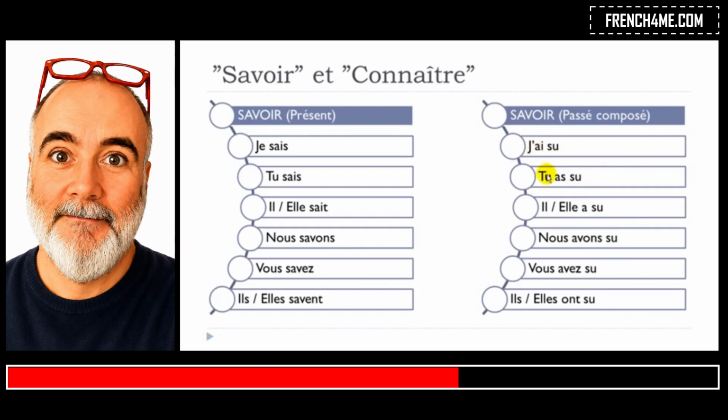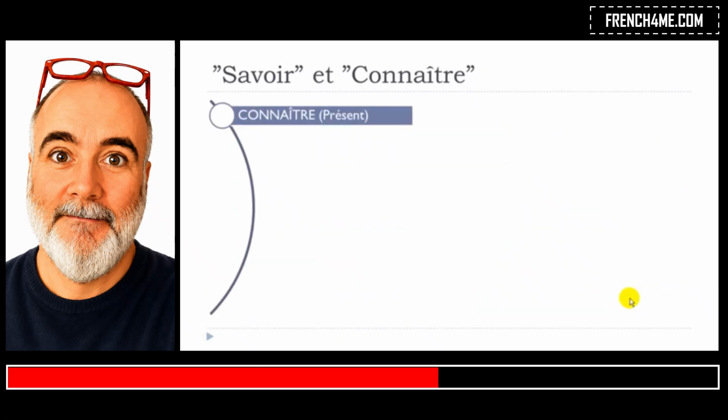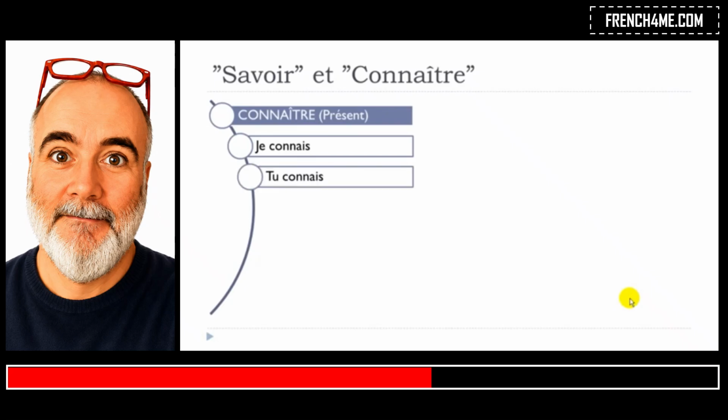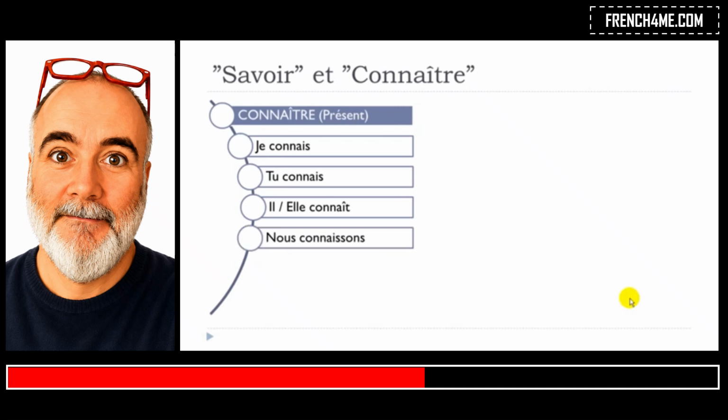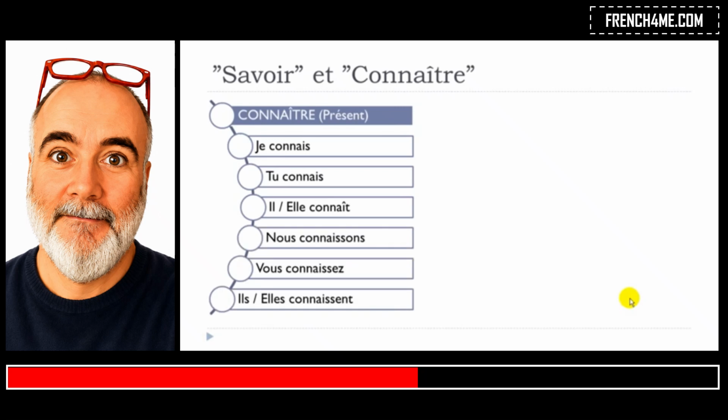So j'ai su, tu as su, il a su, elle a su, nous avons su, little liaison here, vous avez su, same thing here. Ils ont su, little liaison between the two. Elles ont su. And now, let's see connaître at the present form. Je connais. Tu connais. Il connaît. Elle connaît. Nous connaissons. Vous connaissez. Ils connaissent. Elles connaissent.